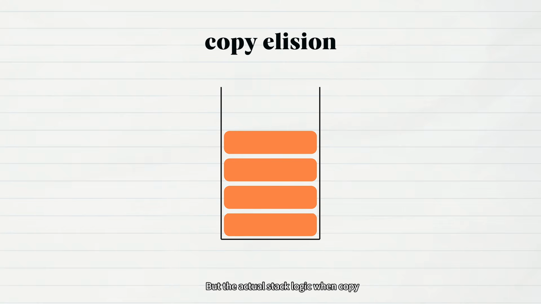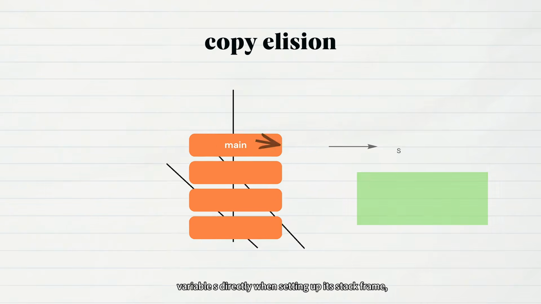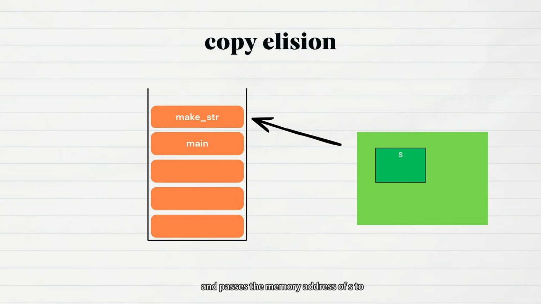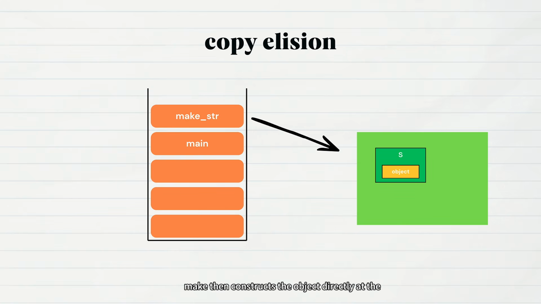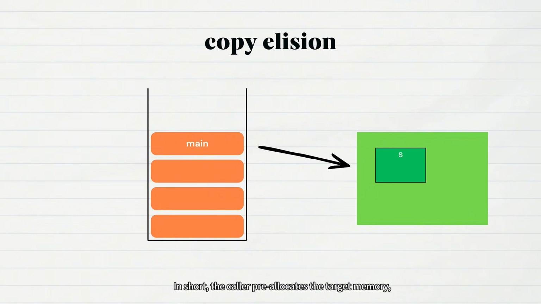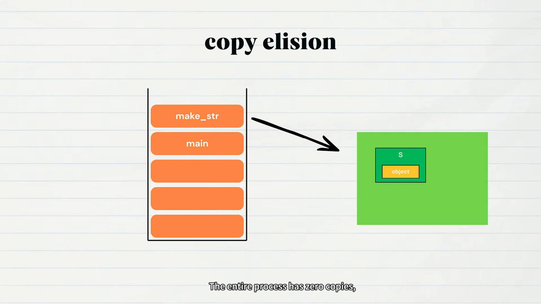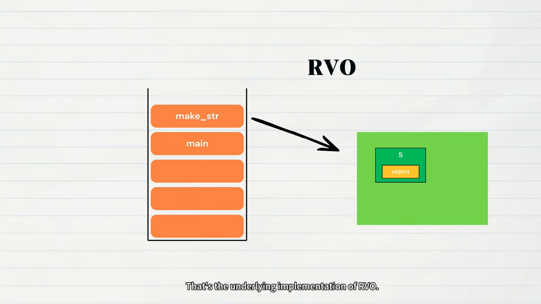But the actual stack logic when copy elision is enabled is completely different. Main allocates stack memory for the target variable s directly when setting up its stack frame and passes the memory address of s to make as an implicit parameter. Make then constructs the object directly at the memory address provided by main without creating any temporary object in its own stack frame. When the function returns, it simply cleans up its own stack frame. No extra memory copies are performed. In short, the caller pre-allocates the target memory and the callee constructs the object directly in that memory. The entire process has 0 copies, 0 temporaries, and 0 data movement. That's the underlying implementation of RVO.